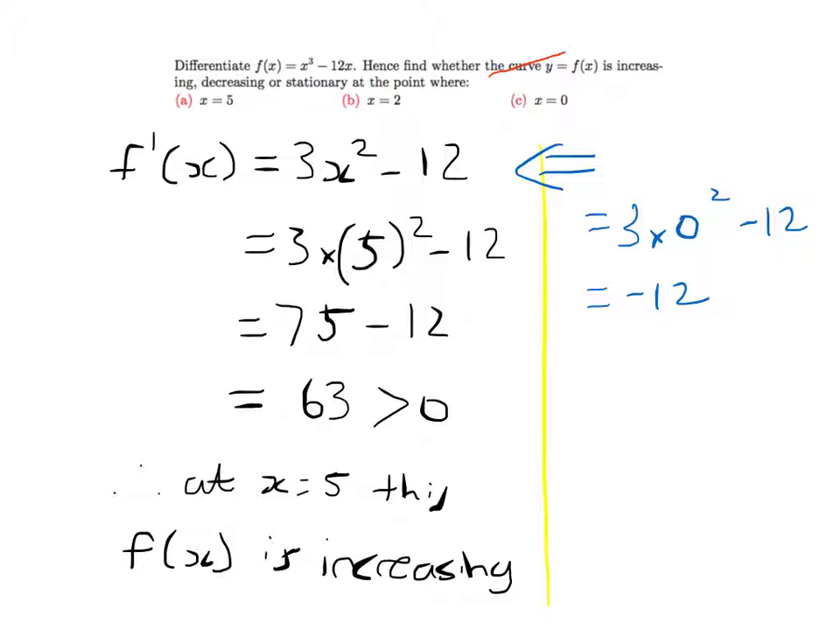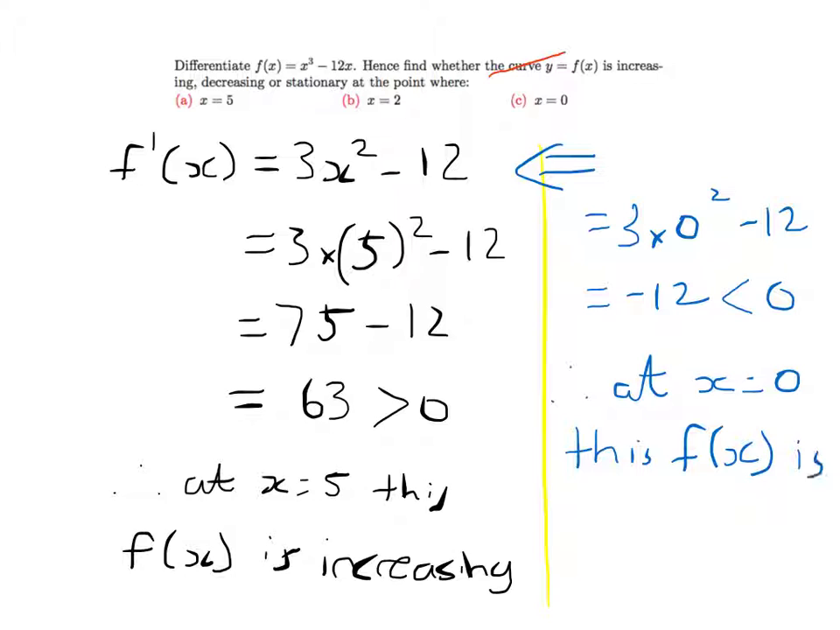Therefore, which you can see is less than 0. So therefore, at x equals 0, this function is decreasing. Okay, you could have also tried x is equal to 2, and if you substituted that in, you actually would get a stationary point, because at x is equal to 2, the first derivative is equal to 0, which means the gradient is equal to 0 there.